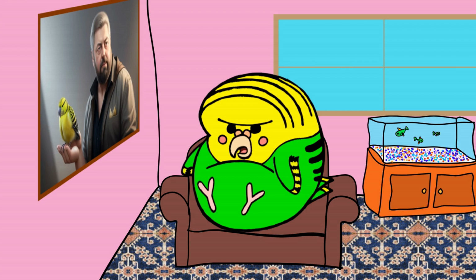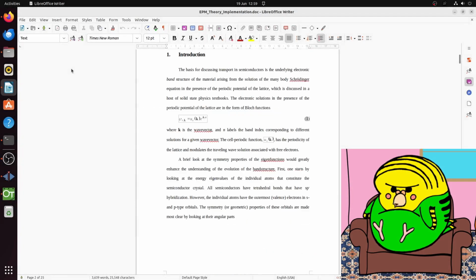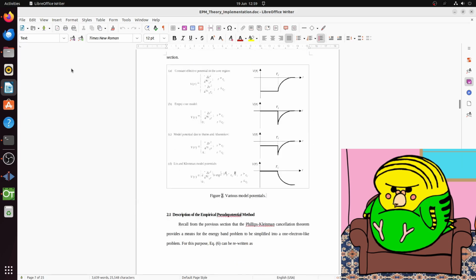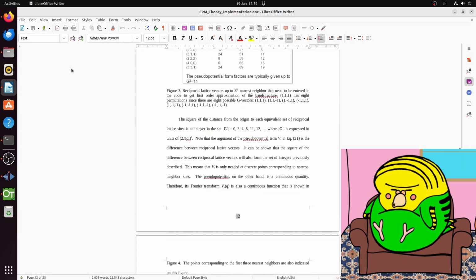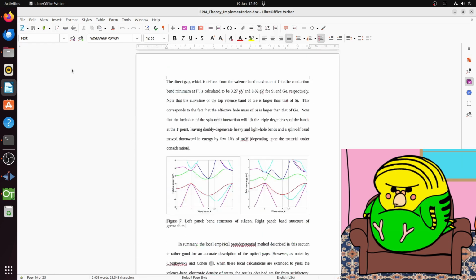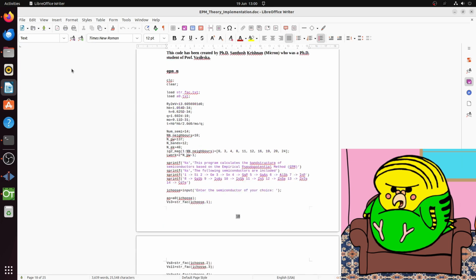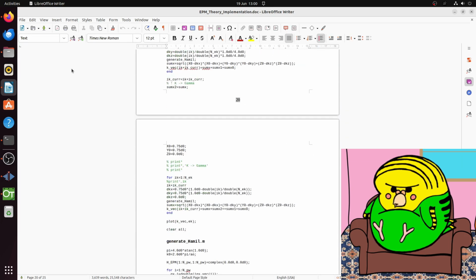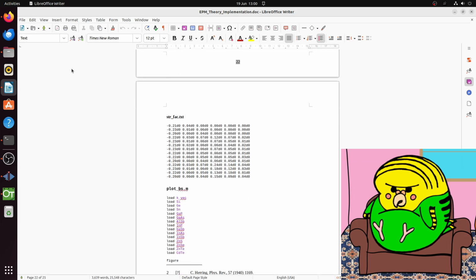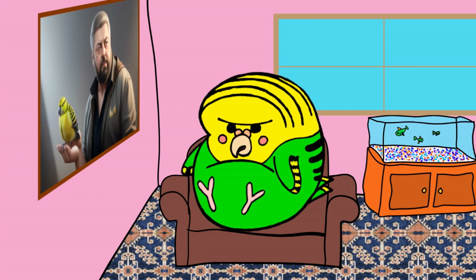Now, I could spend weeks, probably more like months, of my life writing my own code, but luckily I found this paper here online. It's really good. It goes through in detail how the semi-empirical method works, and then if you scroll to the bottom, they were nice enough to even include the code. So we ain't got to waste our lives writing our own.